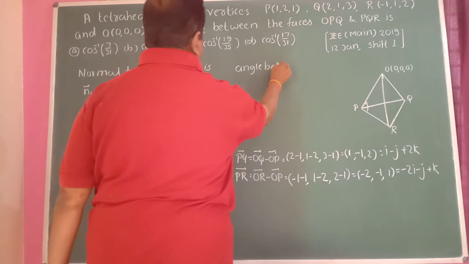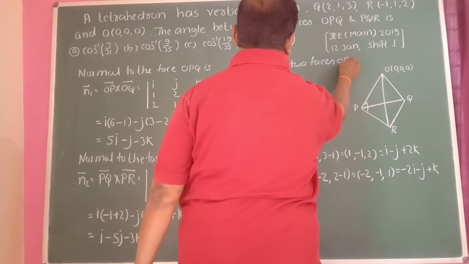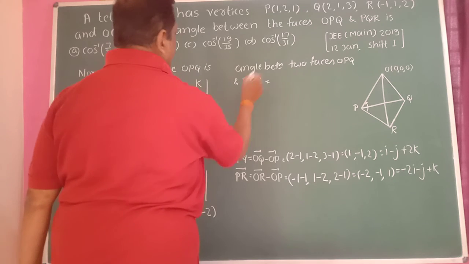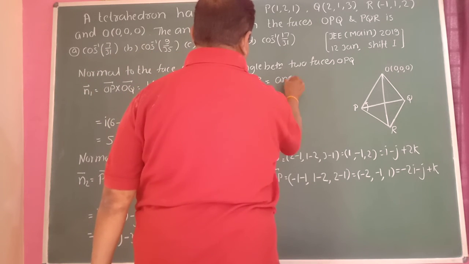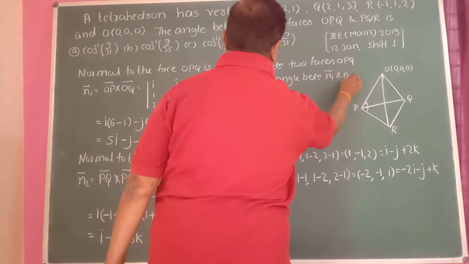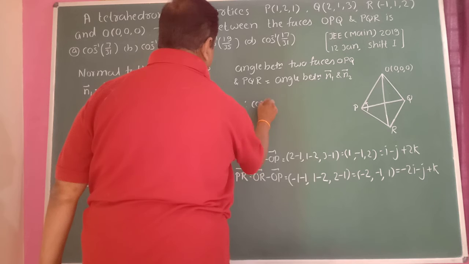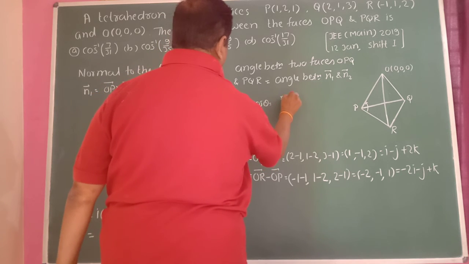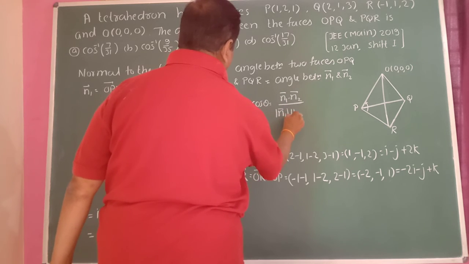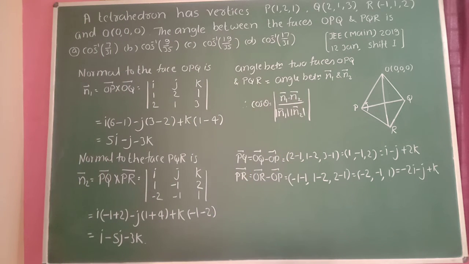Therefore, the angle between the two planes OPQ and PQR is equal to the angle between N1 bar and N2 bar. So cos theta is equal to N1 dot N2 divided by modulus of N1 bar into modulus of N2 bar. Take the modulus here. So apply this formula.